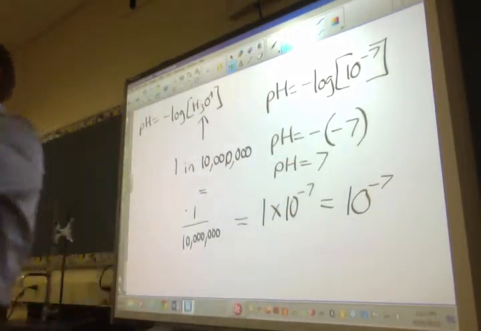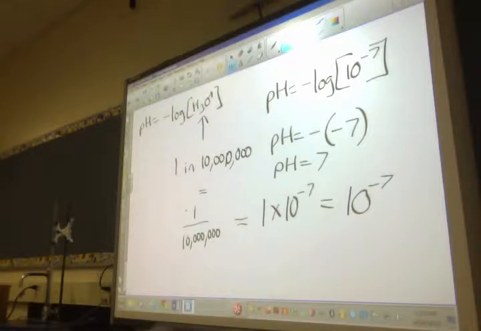Let's double check that on the calculator. Negative log of 10 to the negative 7. It should come out to 7. Now I get negative what? pH is negative log of 10. You might need to use parentheses after your caret. Got it.